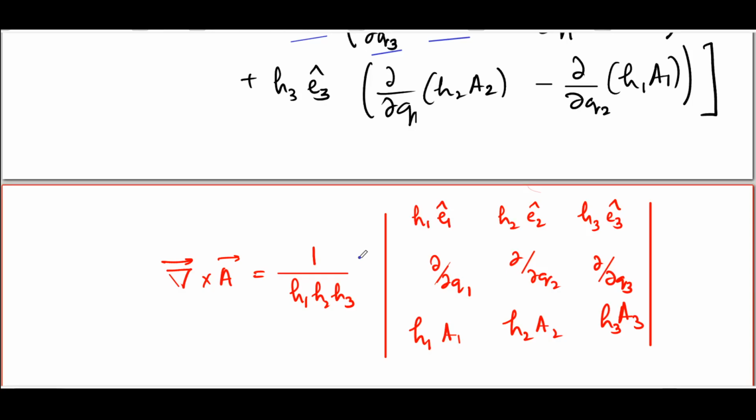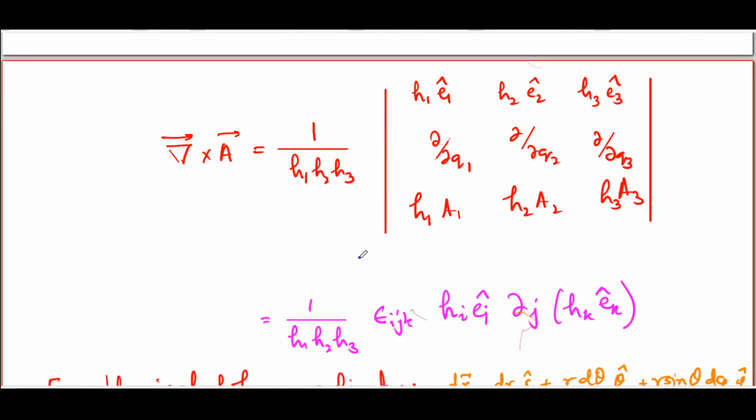Those of you who know the Levi-Civita symbol would know that this expression can also be written down in this particular form. 1 over h1, h2, h3, then a sum over i, j and k, which is implied in this notation here, of epsilon i, j, k, h_i e_i, del_j, h_k e_k. If you do not know the epsilon i, j, k notation or the summation convention and manipulations of things like this, don't worry, we will talk about them in a later episode. But for the time being, just think of this as another way of writing down the determinant.